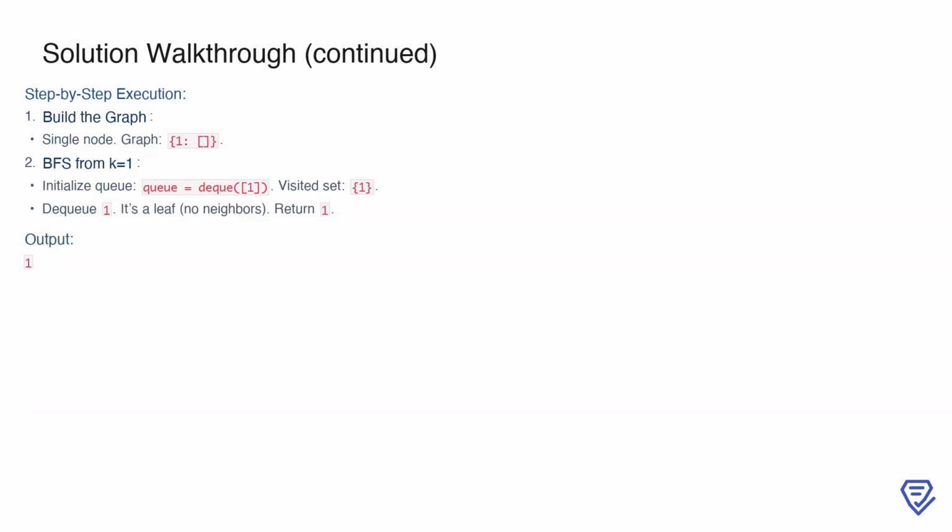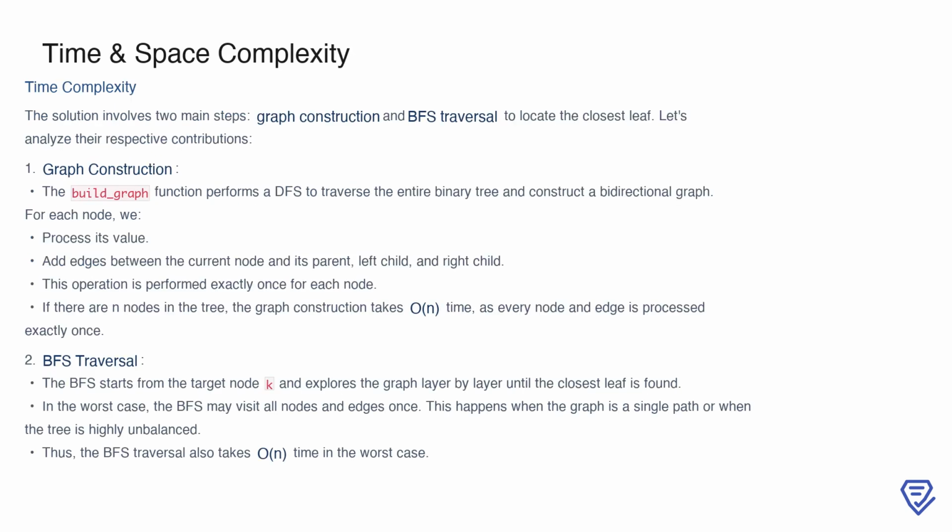Finally, consider the simplest case of a single node tree, where the root node is also the target, k equals 1. Here, the graph representation is straightforward, 1, as there are no edges. Performing BFS, we initialize the queue as dq, 1, and the visited set is 1. Dequeuing node 1, we check if it's a leaf. Since it has no neighbors, it is indeed a leaf. Therefore, we return node 1 as the closest leaf. The output is 1.